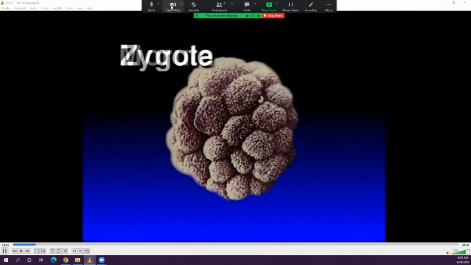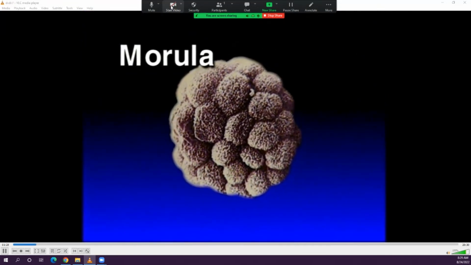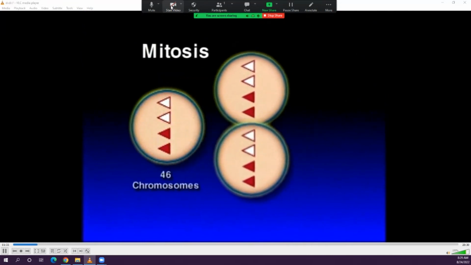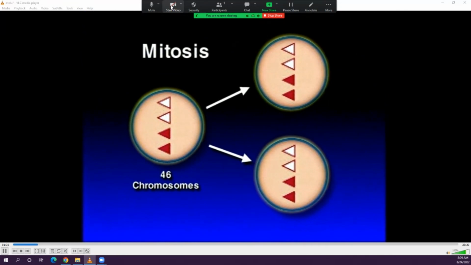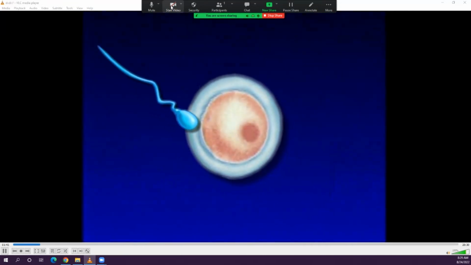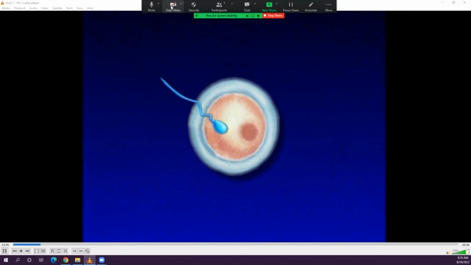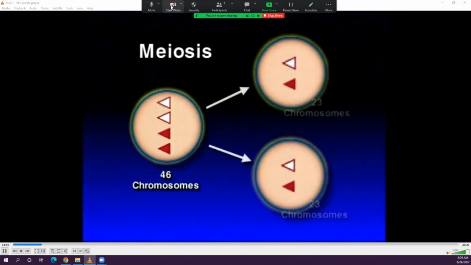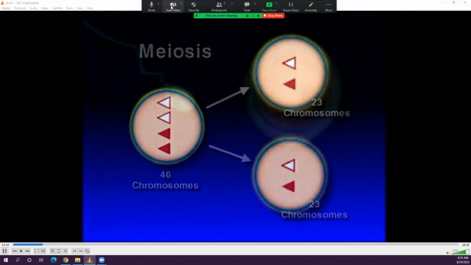The zygote becomes the morula, a solid ball of cells. These cells divide in a process called mitosis. Each new cell has the same number of chromosomes as the original cell. This is true for all cells except the sperm and ova. The sperm and ova divide in a process called meiosis. Each resulting new cell has half the number of chromosomes as in the original cell.